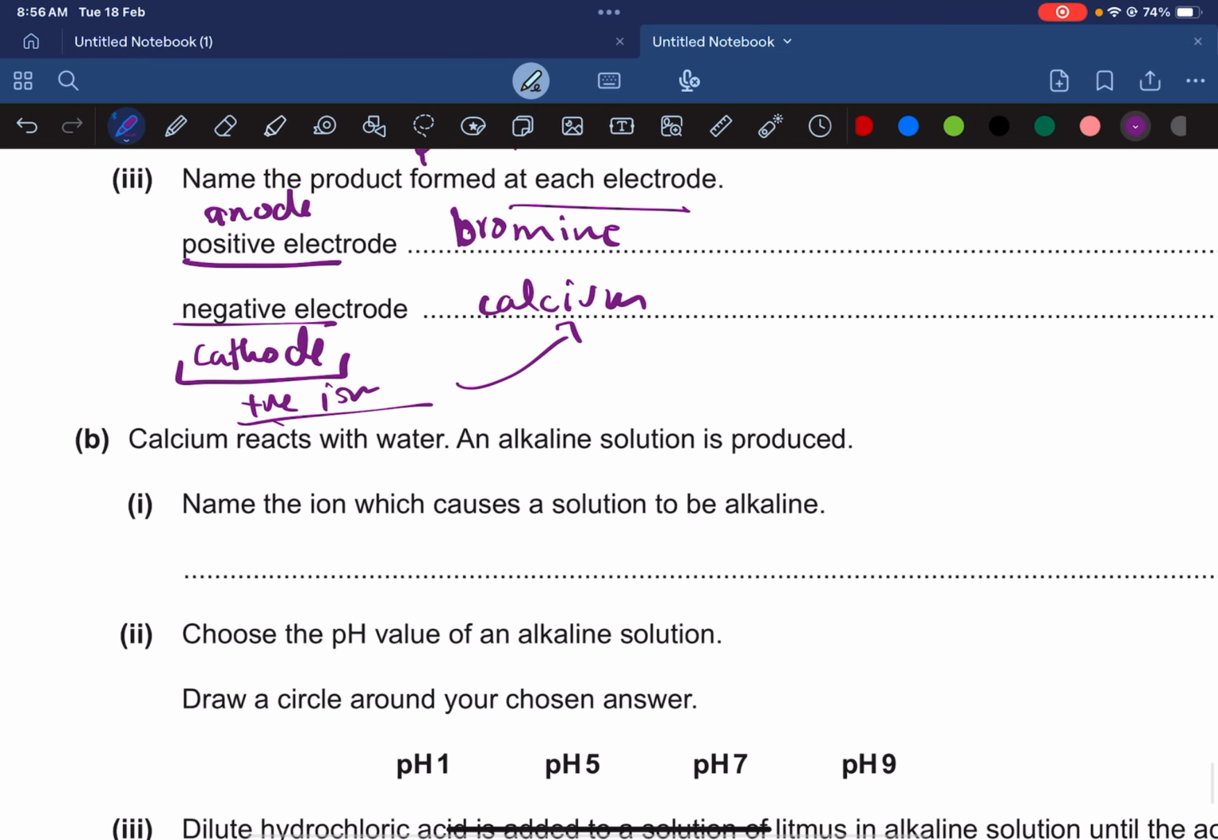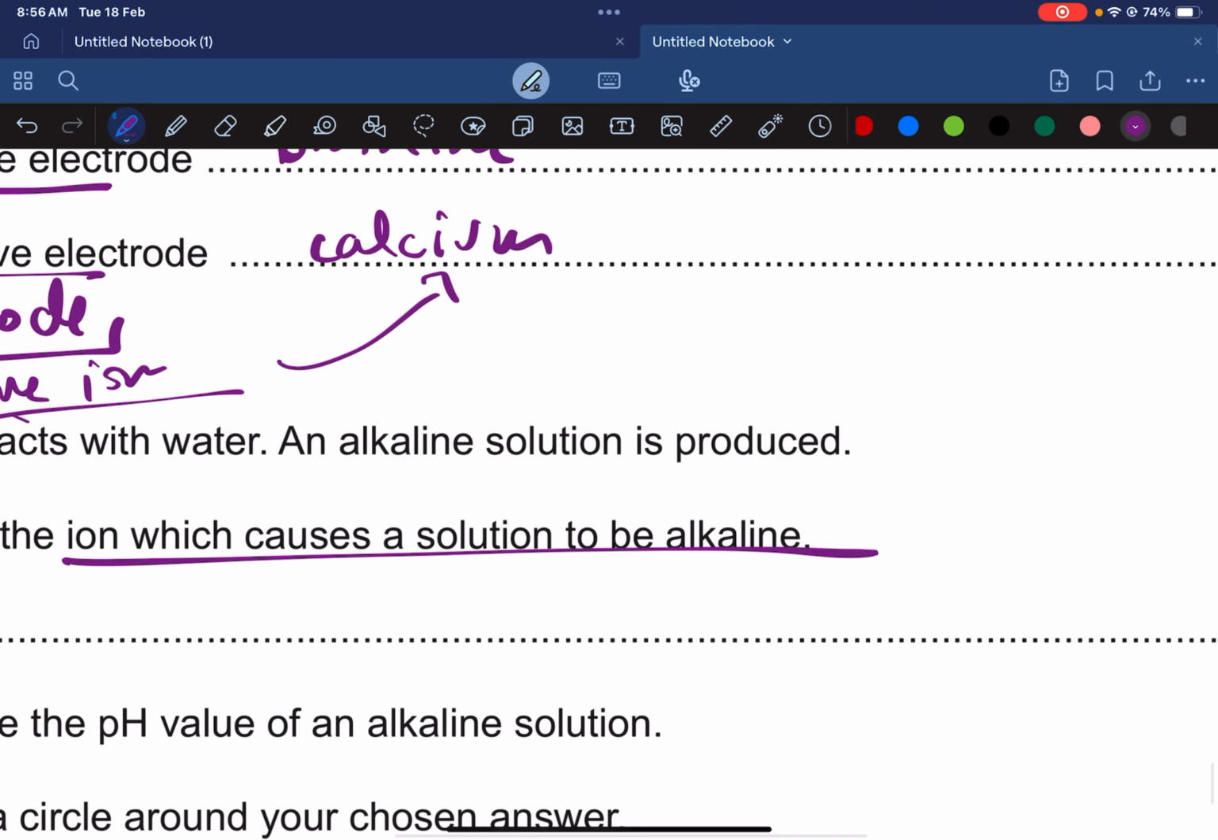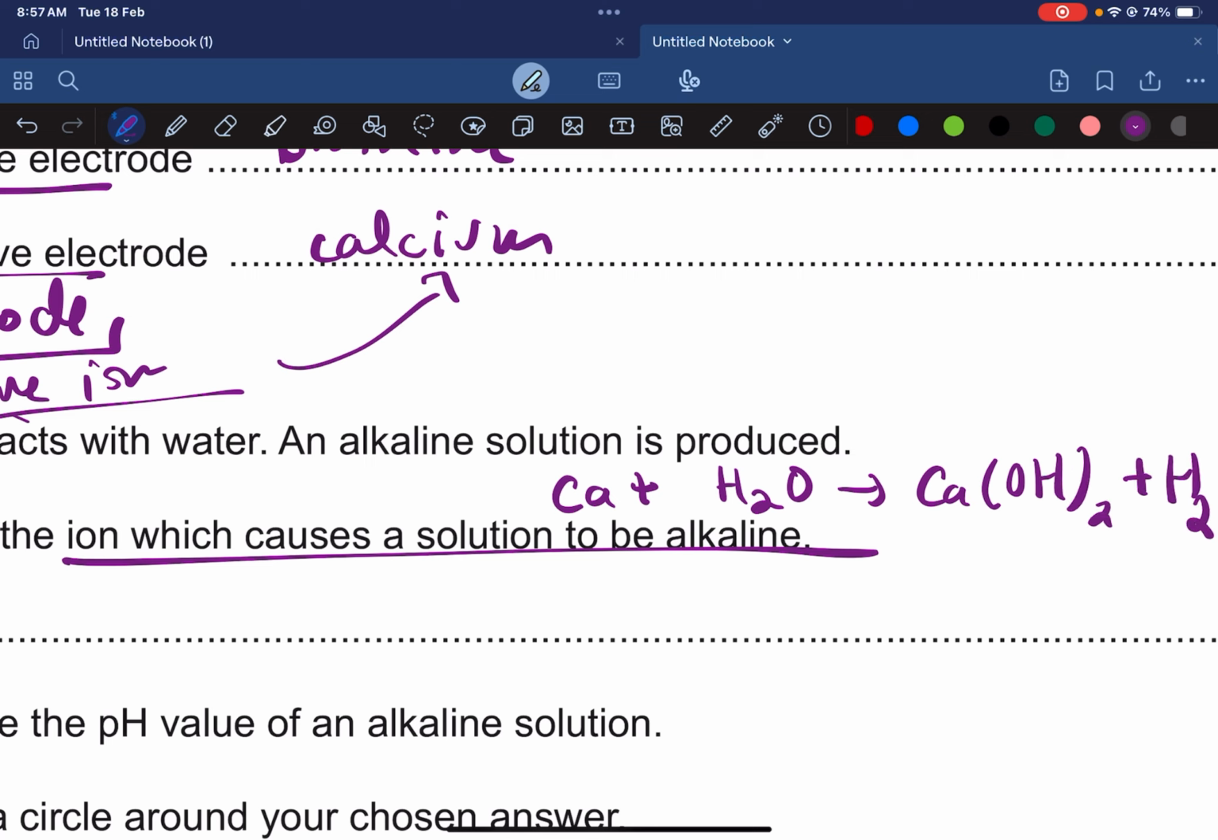Okay, calcium reacts with water and alkaline solution is produced. Name the ion which causes the solution to be alkaline. Simple, it is calcium plus water, that's going to form calcium hydroxide, which is alkaline, plus hydrogen gas. This equation is not balanced, just add a 2 over here and now it's balanced. So basically this calcium hydroxide solution is what makes it alkaline, okay? And hydrogen gas is also produced.